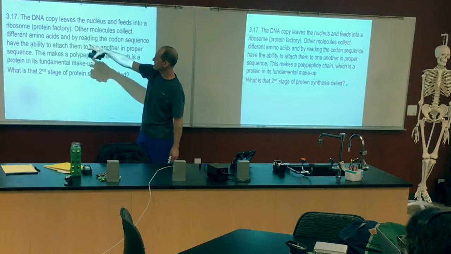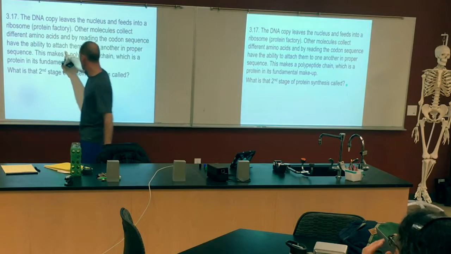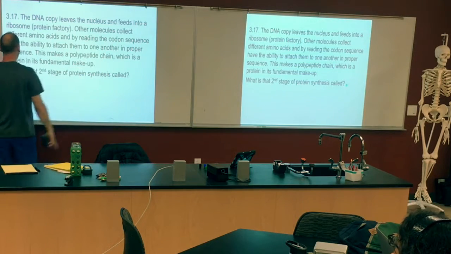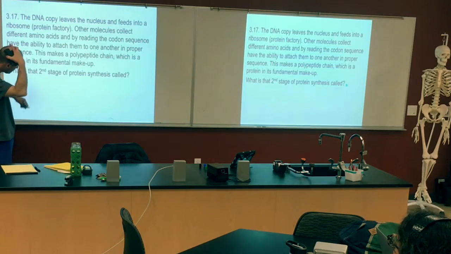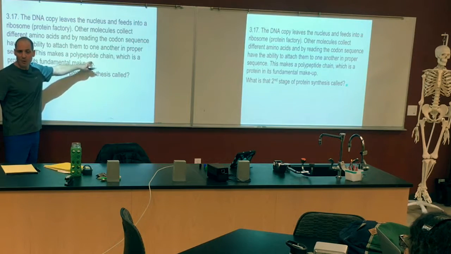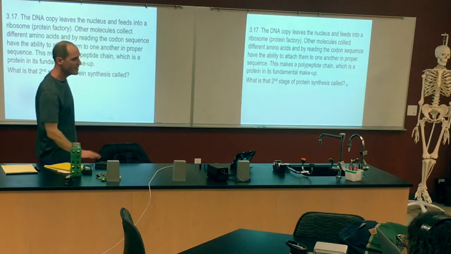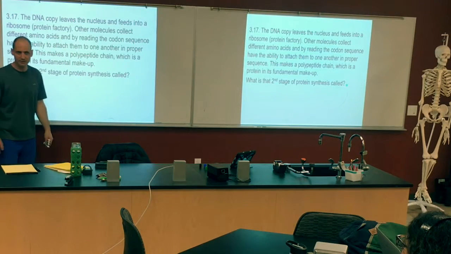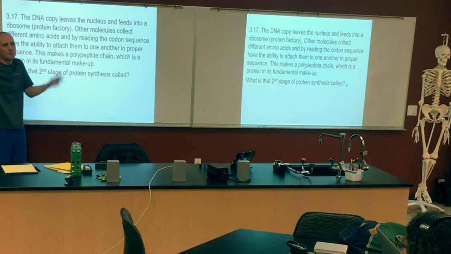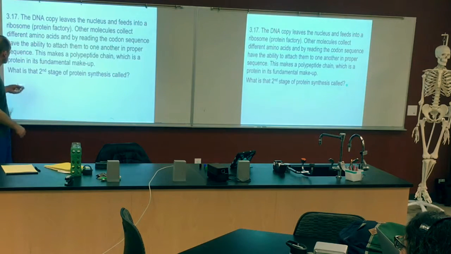It collects the different amino acids and reads the codon sequence, and then has the ability to attach one amino acid to the other in the proper sequence. From there we get a polypeptide chain. Remember, a polypeptide chain is basically an amino acid chain before it's a protein. The smaller ones are polypeptide chains, and once they reach 50 amino acids, they call it a protein.